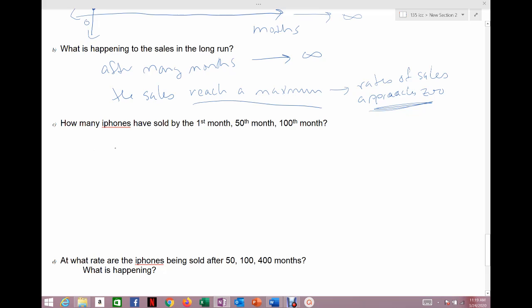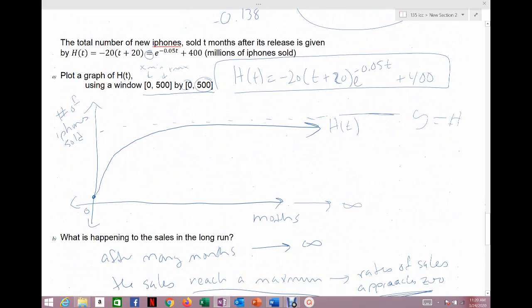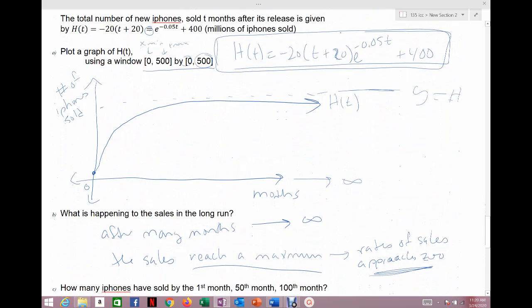Alright, so I'm just going to use my calculator to do this. So I'm going to use the value key on my calculator. How many iPhones we expect at 1 month, 50 months, 100 months. Alright, so again, you could just plug it in this equation, or since we have the graph, remember you can use the value key on your calculator. I'd probably just use the value key.